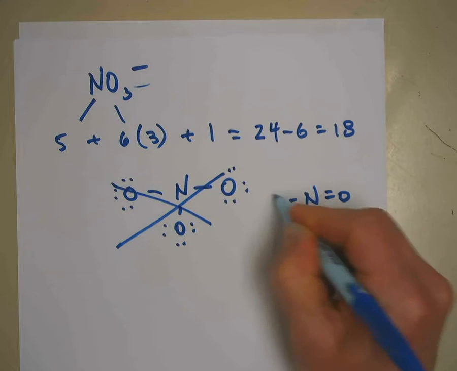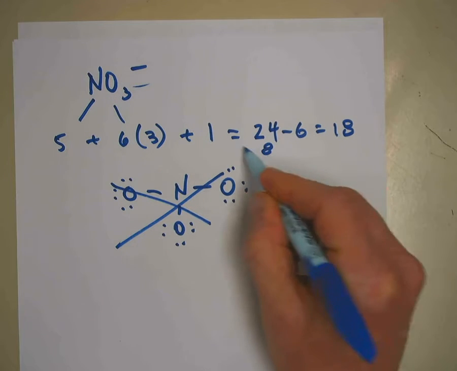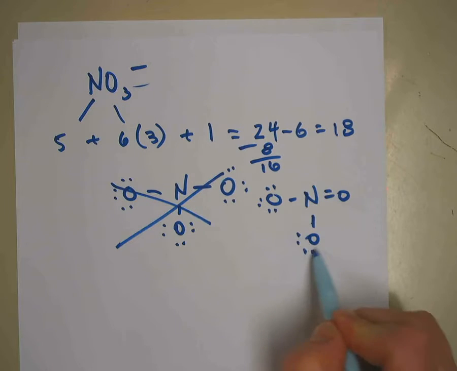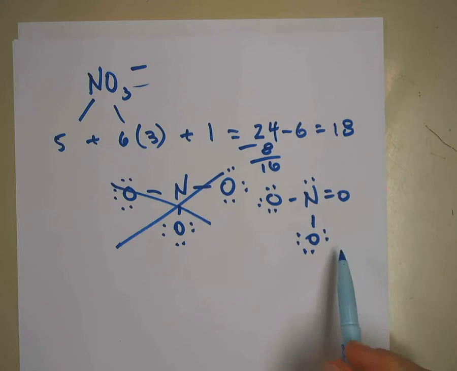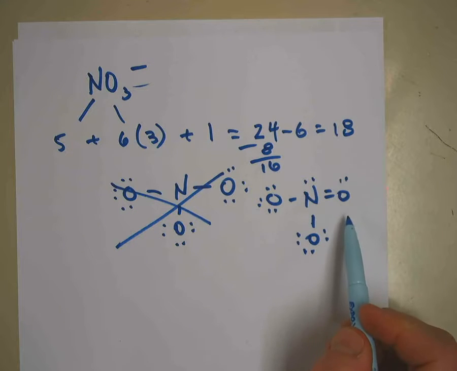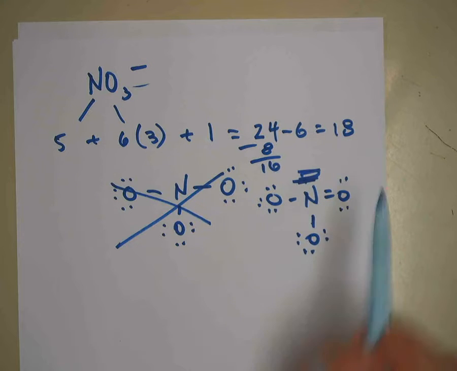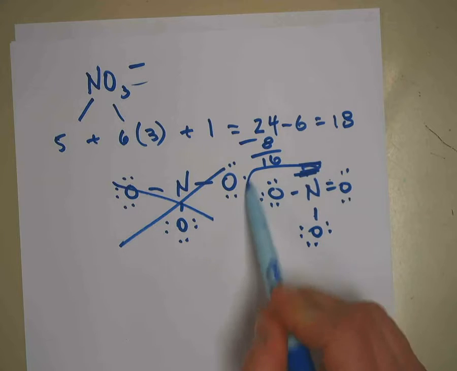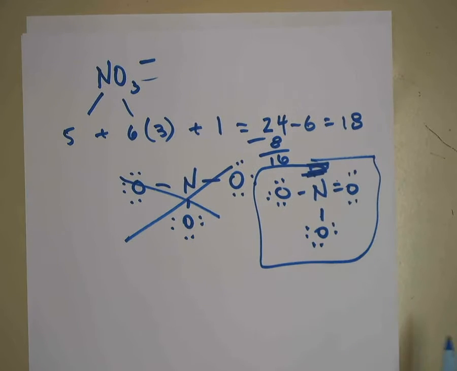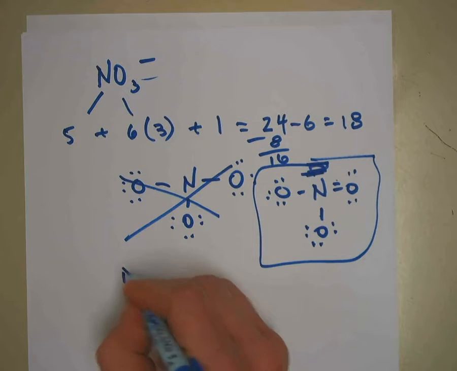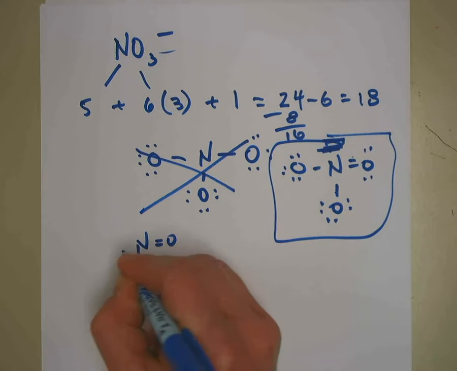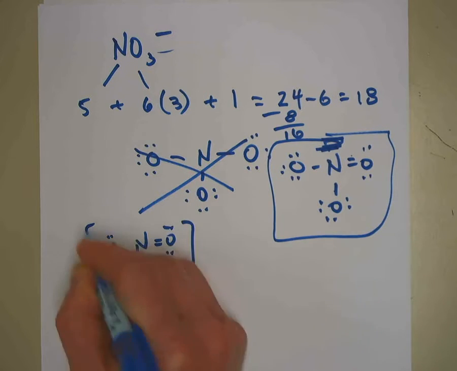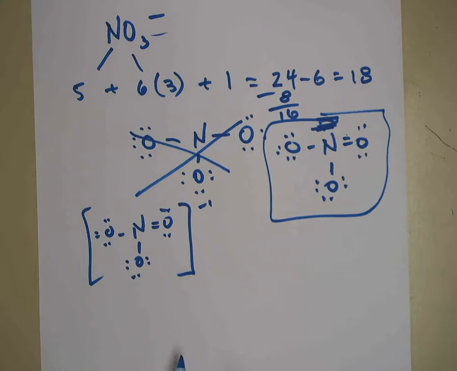Okay, 2, 4, 6, 8 used. 24 minus 8 leaves me with 16 remaining. 2, 4, 6, 8, 10, 12, 14, 16. I didn't need those on the nitrogen, sorry, because I had 2, 4, 6, 8 electrons around nitrogen already. Okay, there is my nitrate. Remember, when you write the Lewis electron dot structure of an ion, always put it into brackets and then put the little charge right outside the bracket.